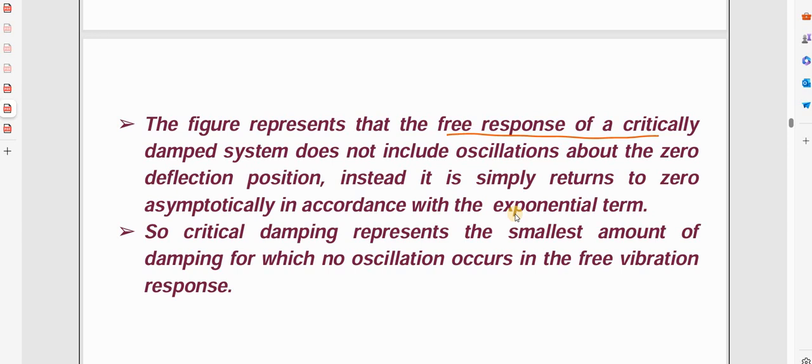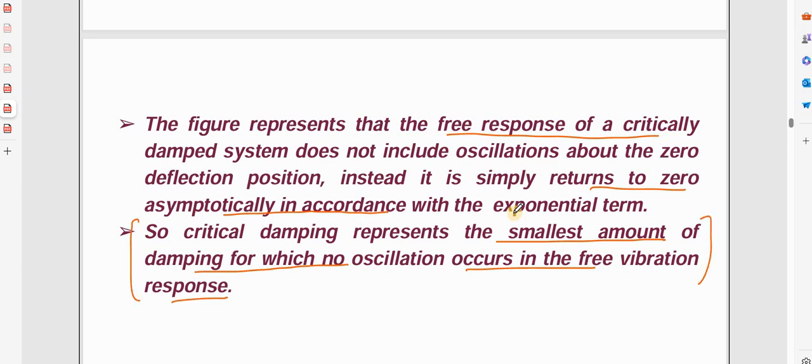Okay. Next, this figure represents the free response of a critically damped system and does not include oscillations about the zero deflection. Instead, it simply returns to 0 asymptotically in accordance with the exponential term. So critical damping represents the smallest amount of damping for which no oscillation occurs in the free vibration response. That is the critical damping case.